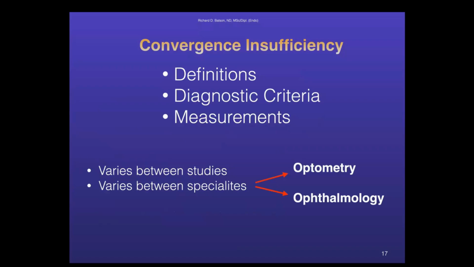So let's keep going. We're going to go into definitions, diagnostic criteria, and measurements to determine whether someone has convergence insufficiency. And right here, I'm just highlighting that it varies between studies, at least the studies that I have in my library, and it varies between specialties. You've got two main specialties involved in diagnosing convergence insufficiency: optometry and ophthalmology. Ophthalmology is a medical doctor that goes down a neurology tract, and they usually become eye surgeons. And they're often focused on structural problems with the eye. That's different than optometry, which is not a medical doctor, but somebody that does 4 years of training just in vision.